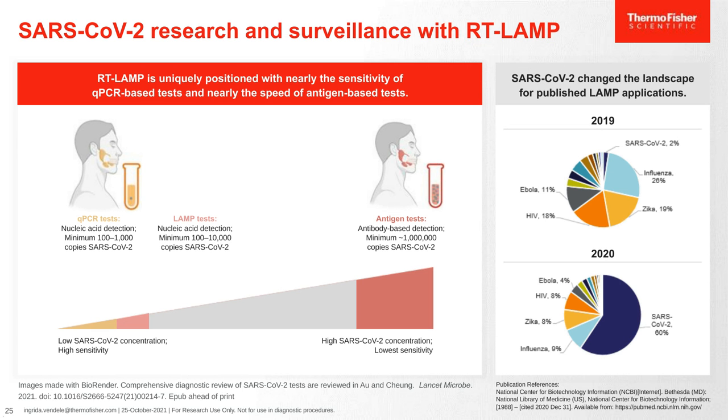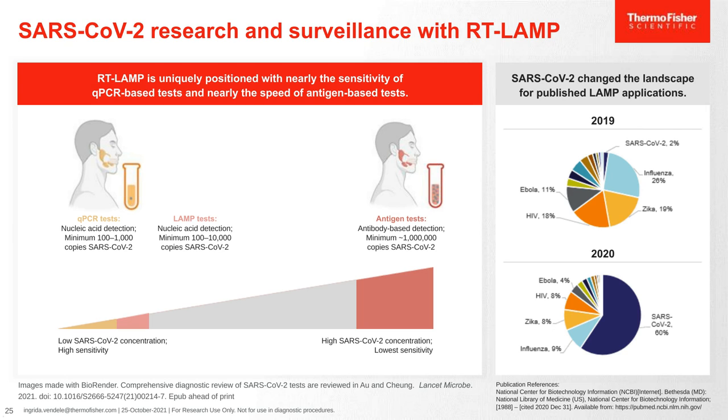In addition to the common SARS-CoV-2 tests we just discussed, RT-LAMP may be used for SARS research and surveillance. On the left, we're depicting SARS-CoV-2 viral load variation, where a person on the extreme left, in yellow, only has a low viral load. This low viral load may be detected with qPCR tests only because these tests have high sensitivity. On the right, the person in red has an extremely high viral load. This high viral load may be detected by any test, including the antigen tests, which have the lowest sensitivity.